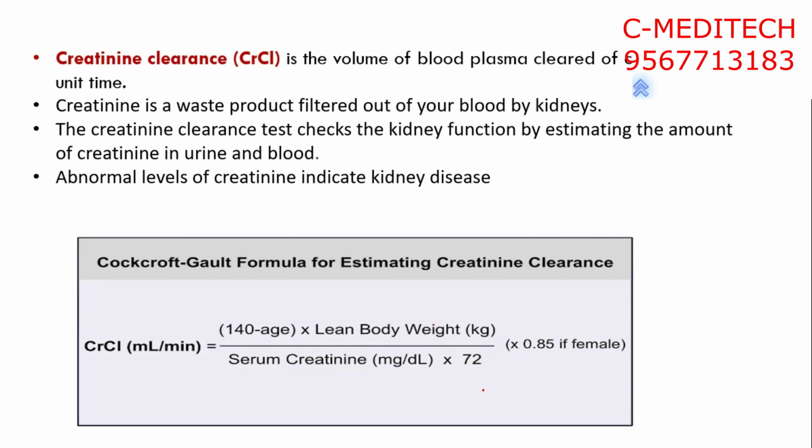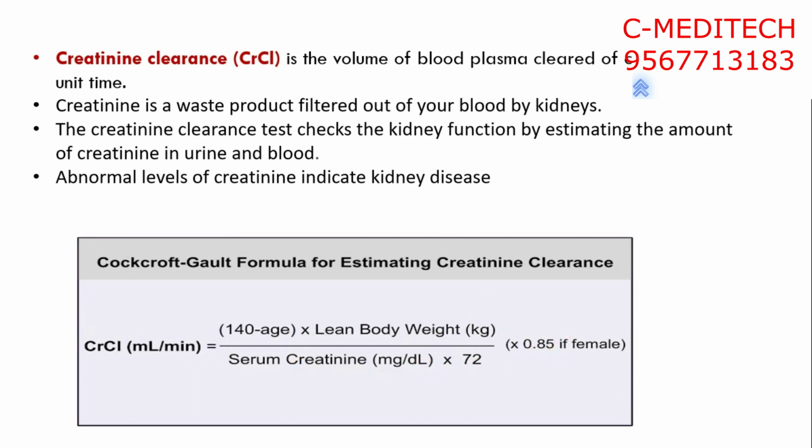This Cockcroft-Gault formula is a gender-specific formula, or we can say it would be separate for male and female patients. So if the patient is female, we have to multiply with 0.85 with the general formula. So creatinine clearance is equal to (140 minus age) into body weight in kilogram divided by serum creatinine in milligram per dL into 72 into 0.85 if the patient is female.